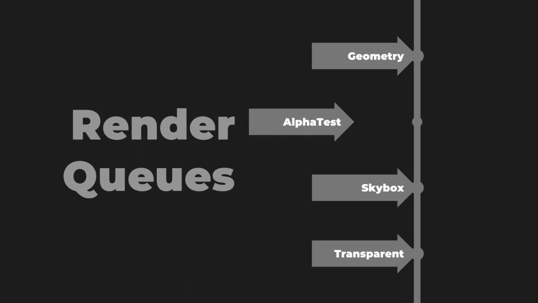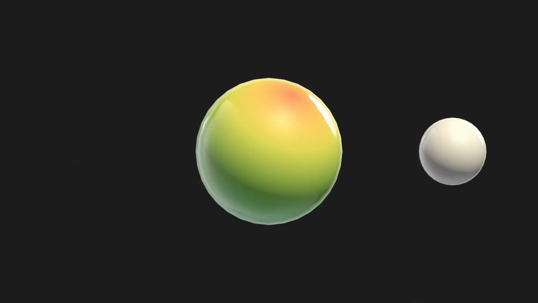Notably, cutouts should run in a new queue called alpha test. This queue runs after geometry but before skybox. But since cutouts don't blend, why not use the geometry queue? It's a question of optimization. Beyond enabling transparency, draw order is a powerful optimization tool. Imagine this situation. Two objects have opaque shaders, but one is much more resource intensive. We'd like to minimize overdraw to prevent shading the expensive material when it's not visible.